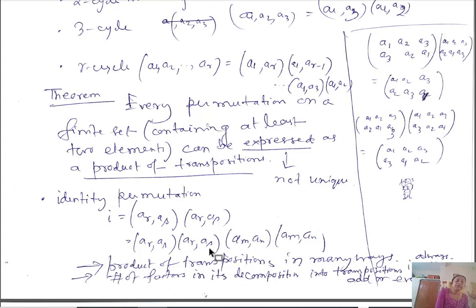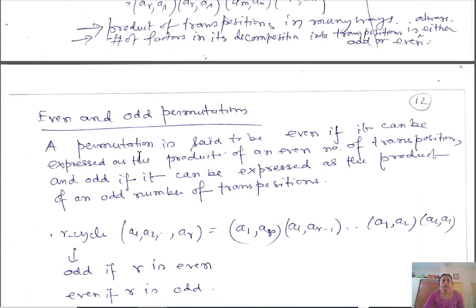By this theorem, any permutation can be written as a product of transpositions. The number of transpositions for a particular permutation is either odd or even. Accordingly, the permutation is an odd permutation or an even permutation. A permutation is said to be even if it can be expressed as the product of an even number of transpositions, and odd if it can be represented as a product of an odd number of transpositions.